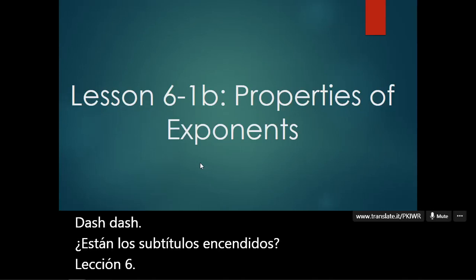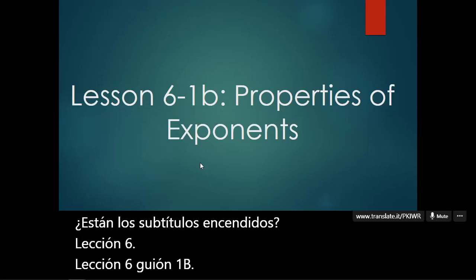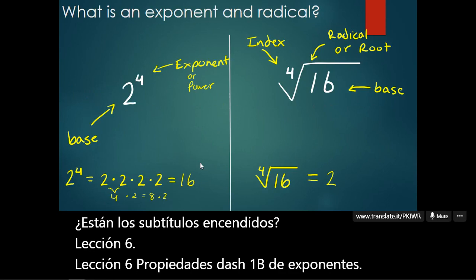Lesson 6-1B, Properties of Exponents. So let's review what we did last time.